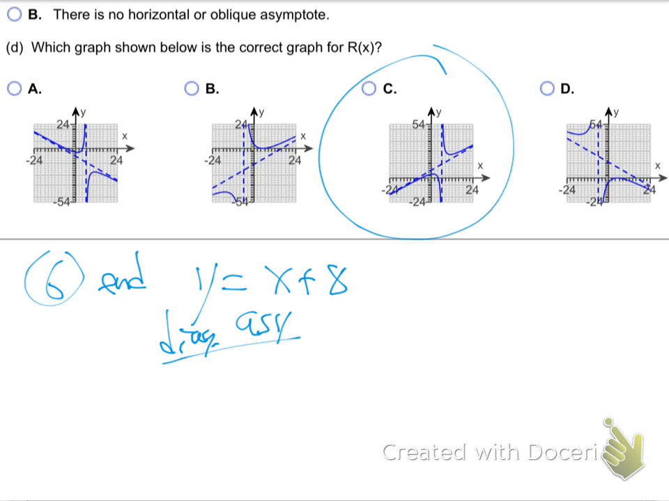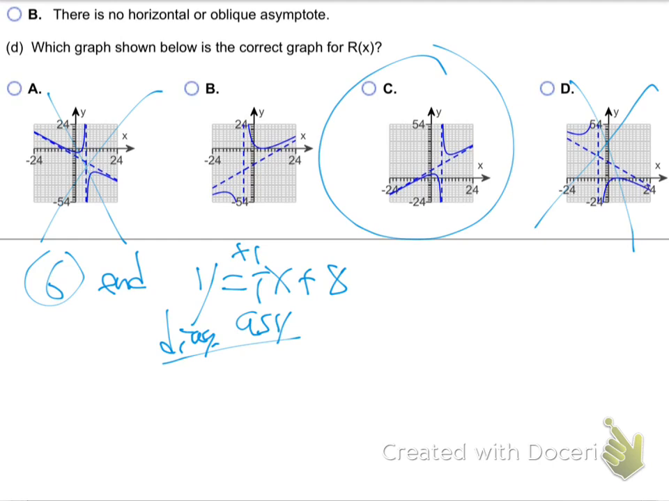Does everybody see that? Especially the diagonal asymptote, this has got to be a positive slope, right? This is 1 over 1, positive slope. So the diagonal dotted line has got to be going up to the right, not down. See how A is going down? See how the dotted diagonal line in A goes down and D goes down? No way.